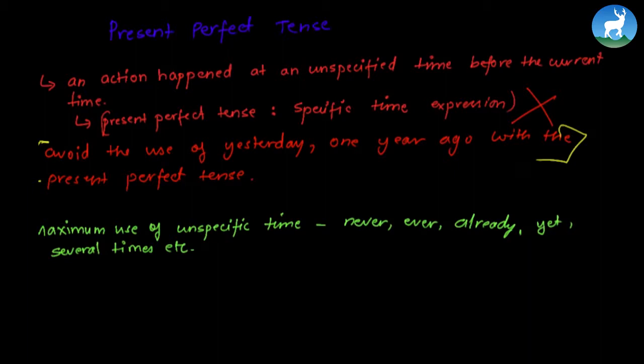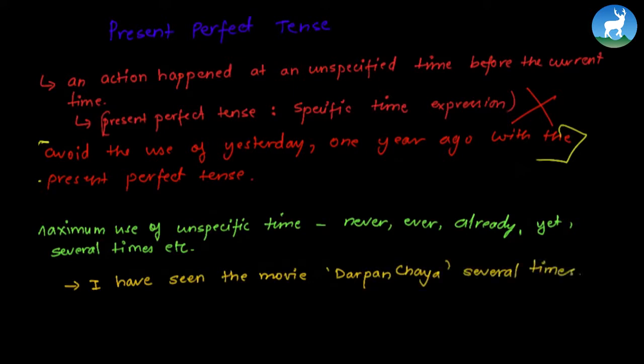Let's look at some examples. I have seen the movie Darpan Chhaya several times. Here, you are saying that you have seen. This is the present perfect tense. You have seen the movie Darpan Chhaya several times. This is an unspecific time. If you would say, I have seen the movie Darpan Chhaya 5 times, that would be a specific time, which should be avoided while using the present perfect tense in a sentence.